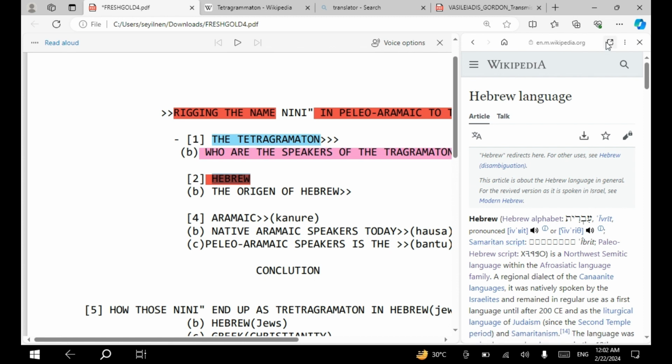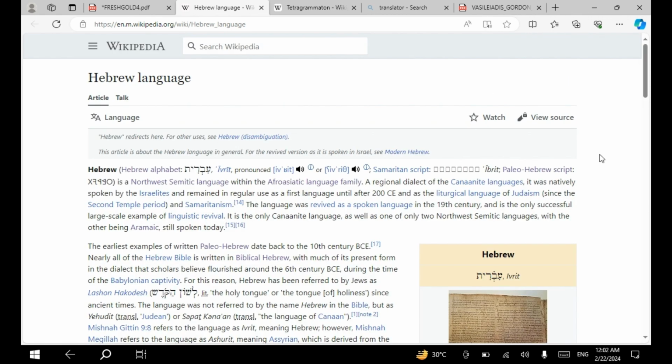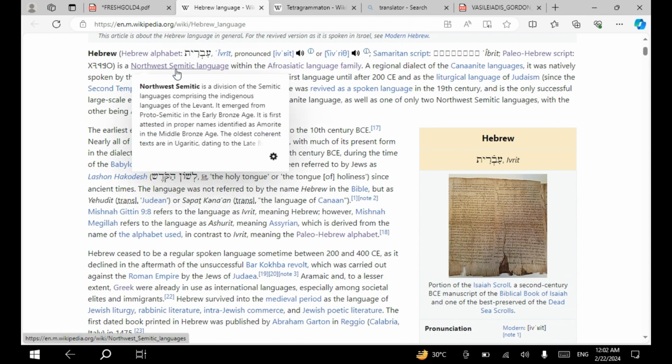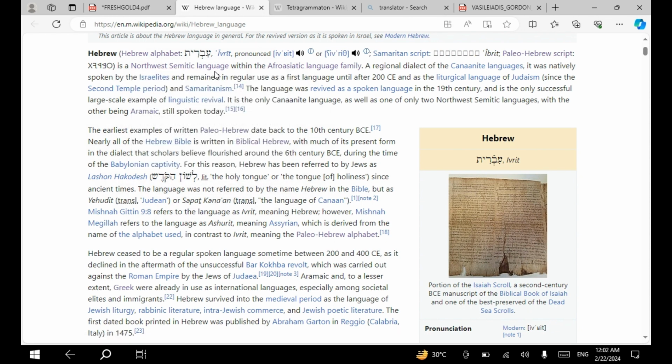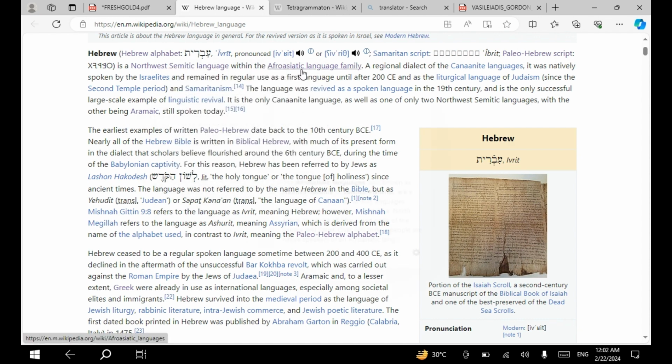And what is Hebrew? Let's look at this. What is Hebrew? Hebrew is a Northwest Semitic language. Hebrew is a Northwest Semitic language within the Afro-Asiatic language family, a regional dialect of the Canaanite language.